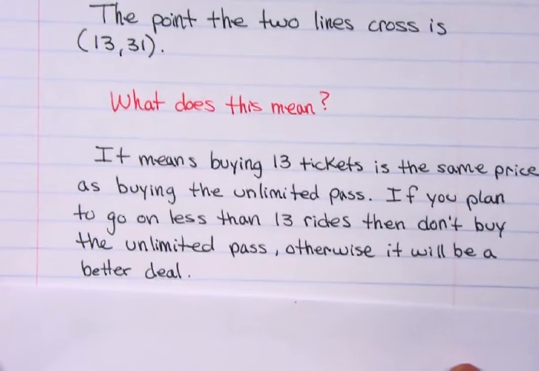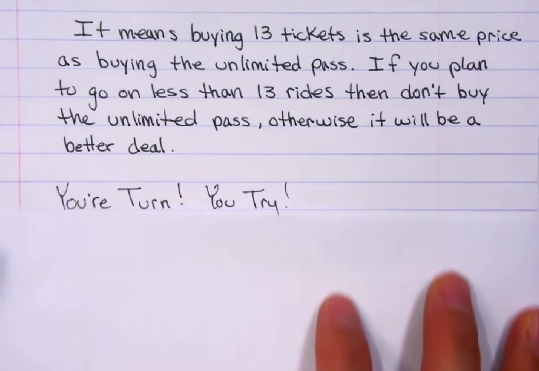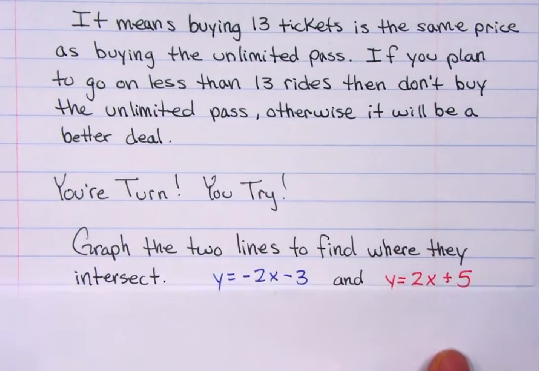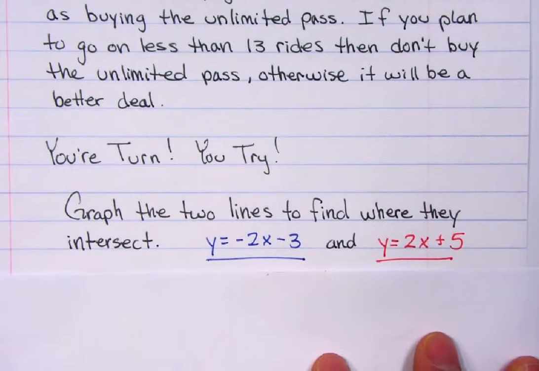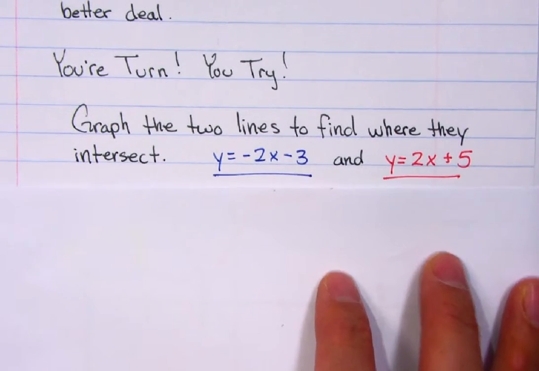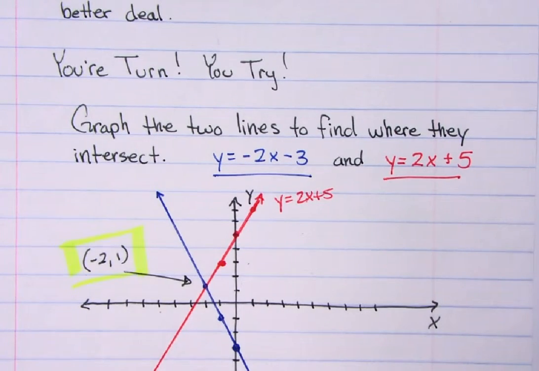All right, I want you to try one on your own, and then we'll talk more about it in class. So your turn. You try this one. Graph these 2 lines. I didn't come up with the word problem. Just graph the 2 lines. You can use whatever you need to, and then find out where they intersect. Try to come up with an answer, and after you're done, check to see if this is what you got.